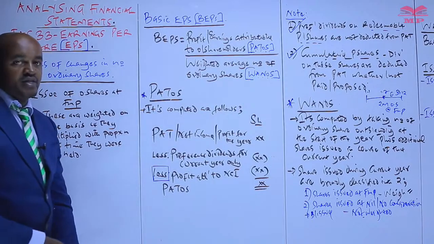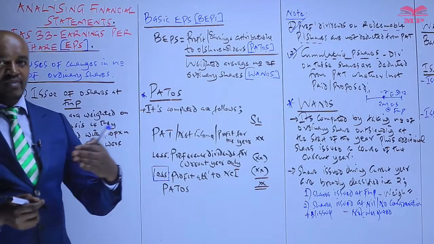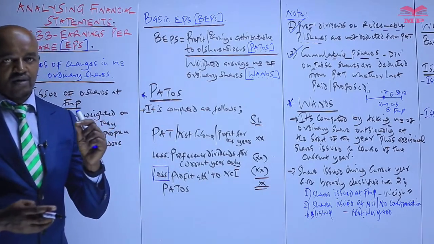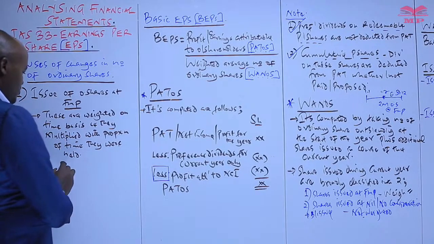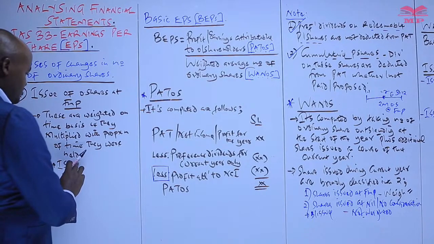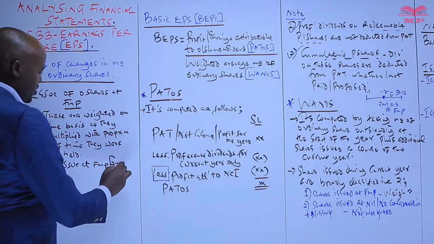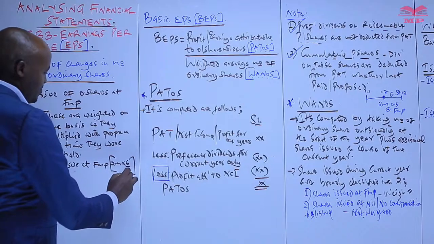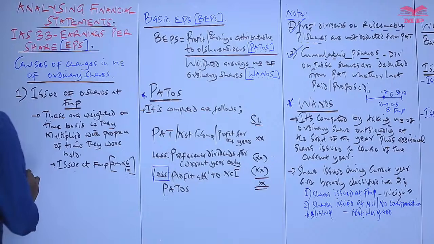So basically what that means is that if the company issued ordinary shares at full market price, maybe 6 months to the end of the year, what you do when computing the weighted average number of ordinary shares is take those particular shares issued at full market price. If the company issued like 2 million ordinary shares, which were issued 6 months to the end of the year, multiply them with the proportion of time they were held during that year. So number 2, we have issue of bonus shares.